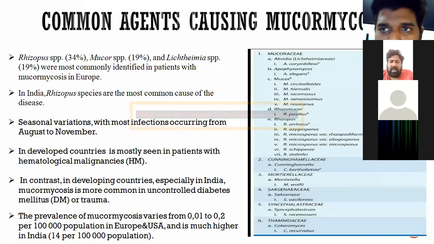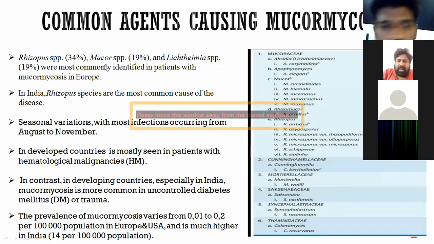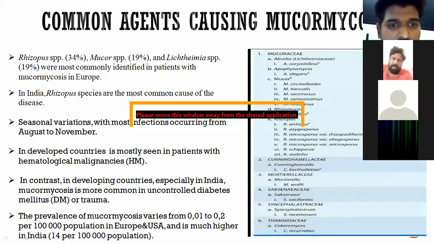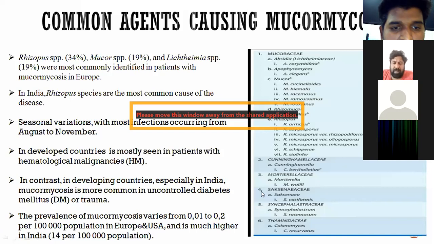What are the common agents which can lead to mucormycosis? I think these two agents are very common. Rhizopus species constitutes around 34%, Mucor species constitutes about 19%, and Lichtheimia species were the more commonly identified species which can lead to mucormycosis in Europe. But as far as India is concerned, the data shows Rhizopus species is very common, which can lead to mucormycosis.